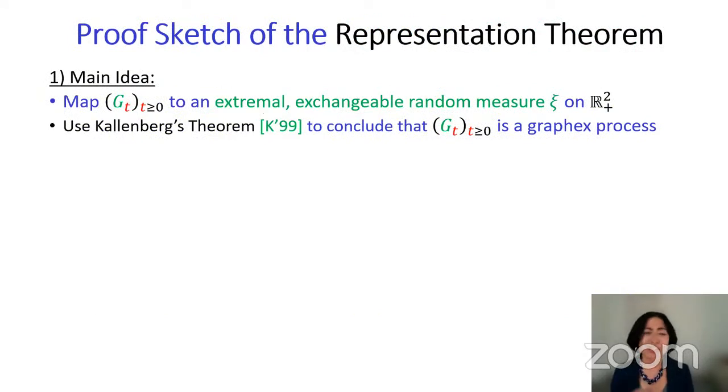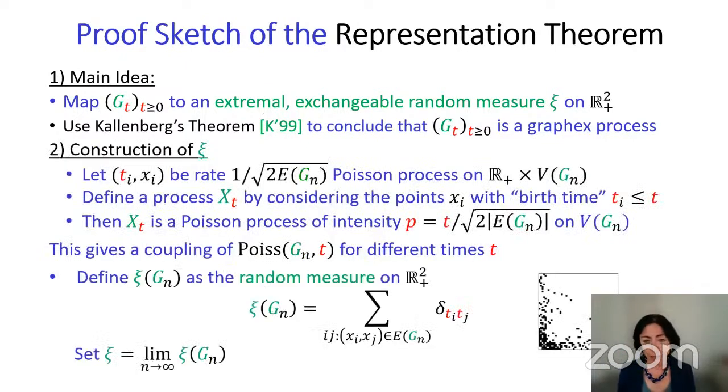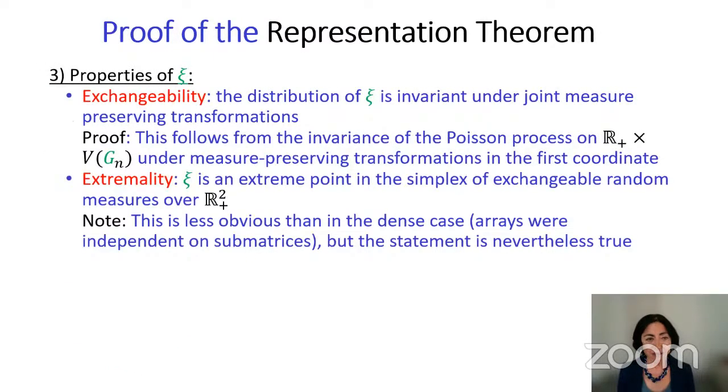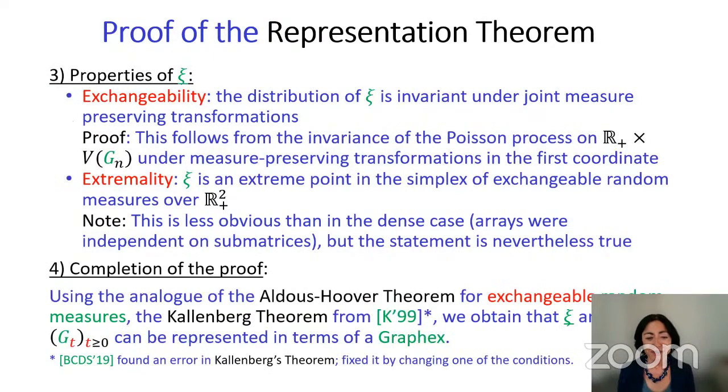So the sketch of the proof is not very different than the heuristics I just gave you, and it really does put a lot of things under the rug still. So maybe I will actually skip that, because probably I don't have time for that.